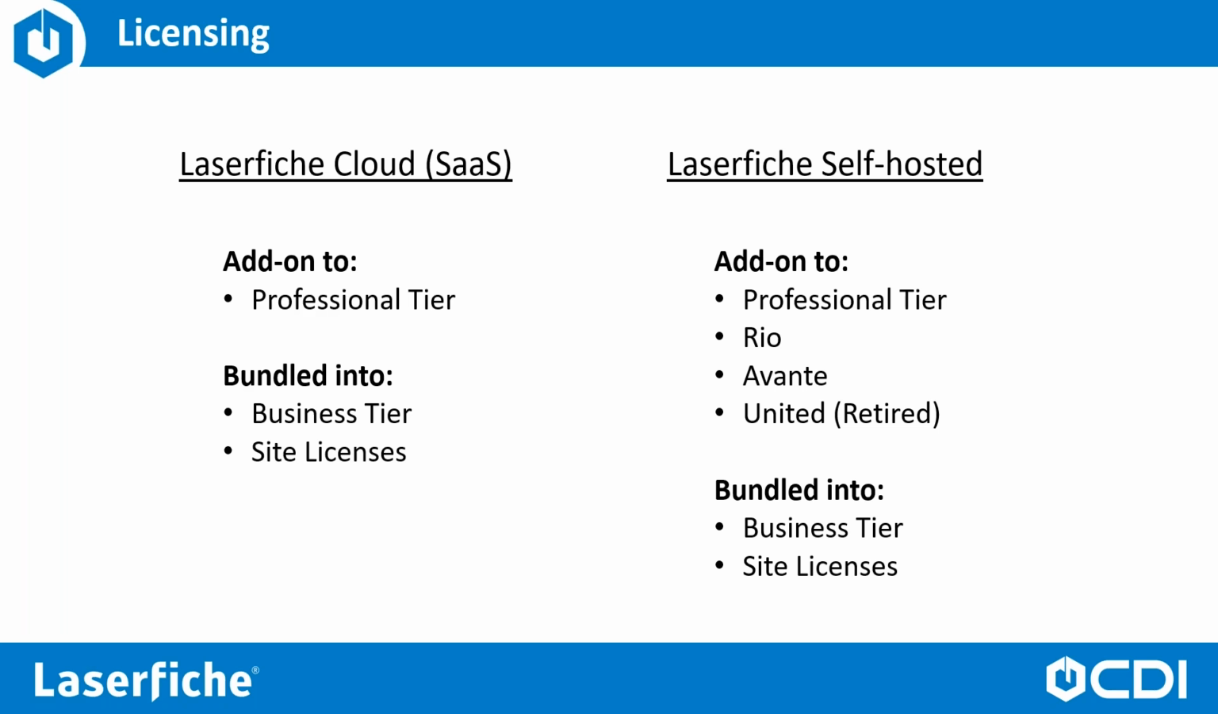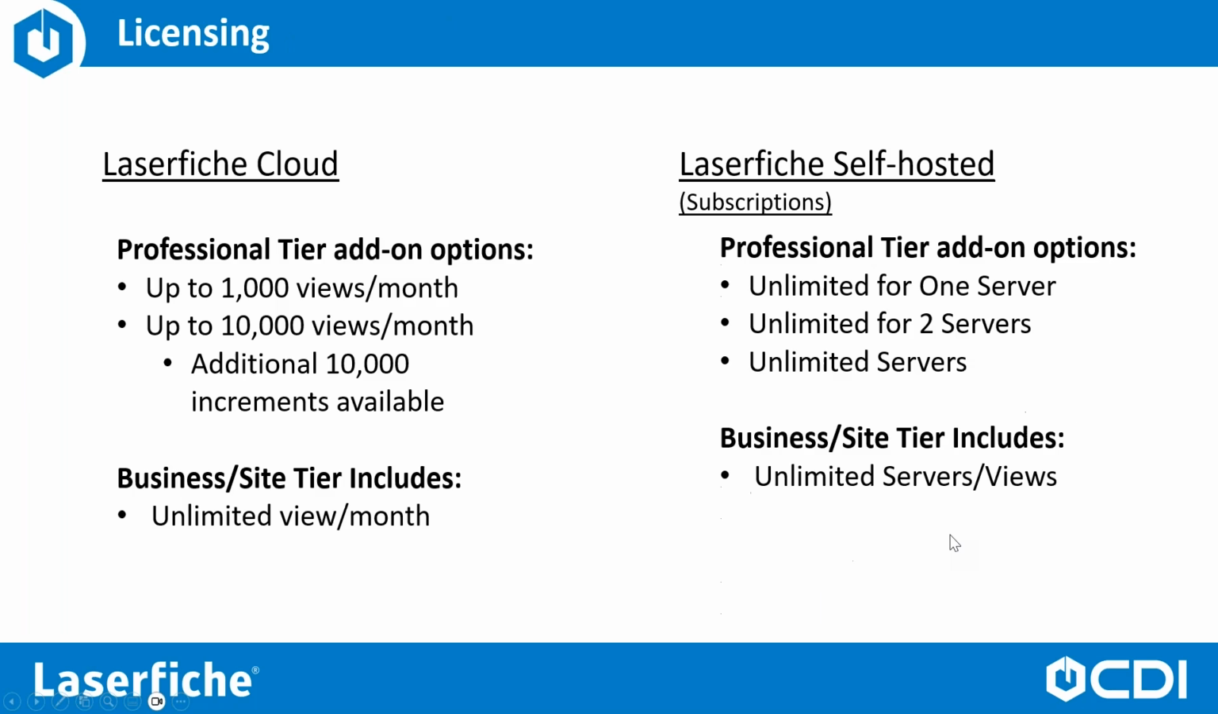And so depending on the platform that you go with, there are different options for bundling the Weblink or public portal into your system. With the cloud system, it's automatically bundled into the business tier or a municipality site license tier, but it's added on to the professional. And with your self-hosted systems, it's actually bundled into the professional tier and the site license, similar to your cloud, and it's an add-on to everything else. We'll dig into that a little bit more.